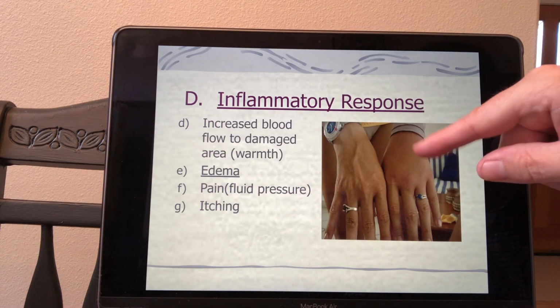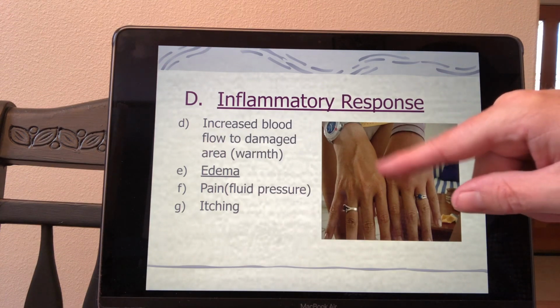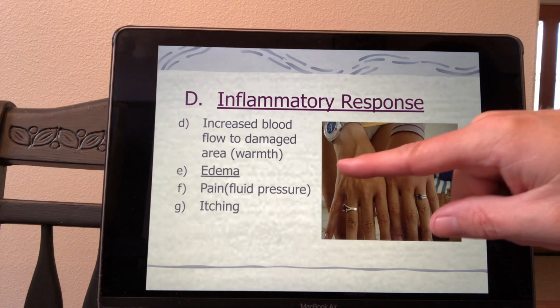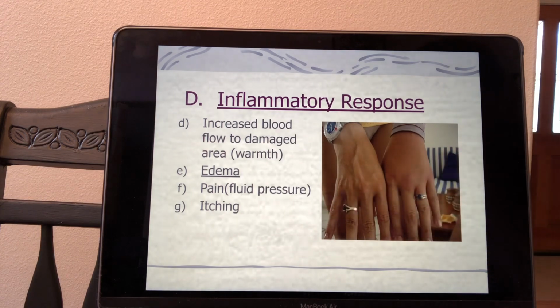The histamines oftentimes are left over in a damaged area for several days to sometimes weeks, and something that's really good to relieve the itching is to take an antihistamine, something like Benadryl, if you've ever heard of Benadryl before. Last but not least, in some cases where the inflammatory response occurs, a low-grade fever is a common side effect. And when I say low-grade, I'm talking about 99 to about 102 degrees Fahrenheit.